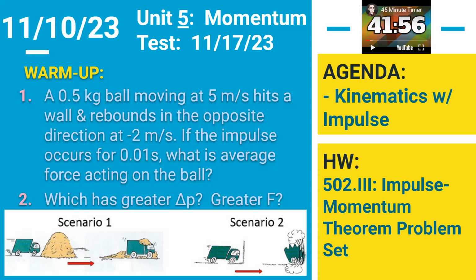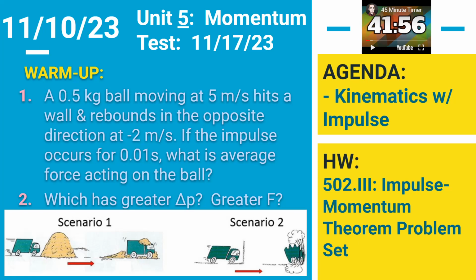It says, which has a greater change in momentum, delta P, change in momentum, which has greater force? And so I've got two scenarios there, and they're the same two that we talked about in the notes the other day. Scenario one, we have a truck that comes to a stop because it hits a pile of hay. In scenario two, we have an identical truck traveling at identical speed initially that comes to a stop instead by hitting a wall. So which one would have a greater change in momentum? Which one would have a greater force? This should be in your notes. Okay, what do you guys think?